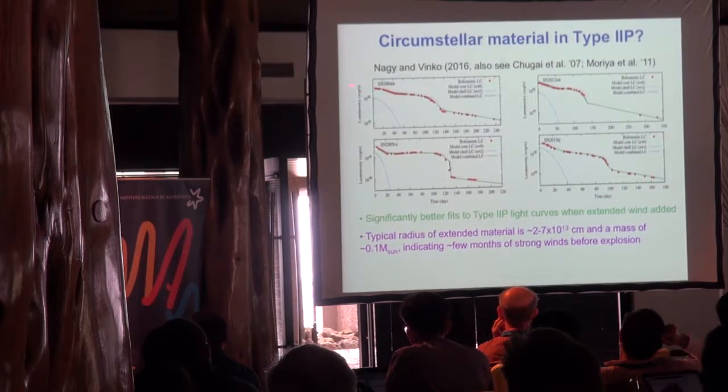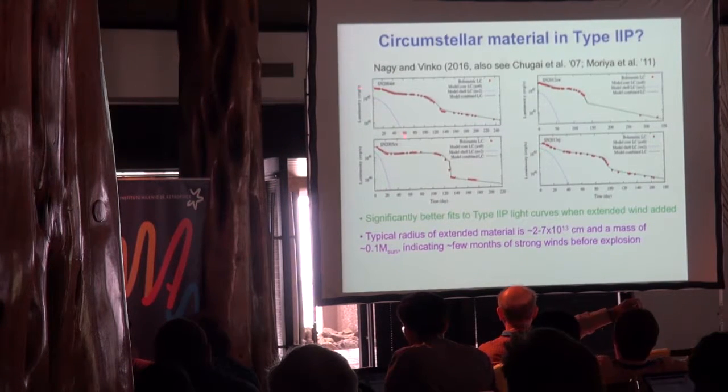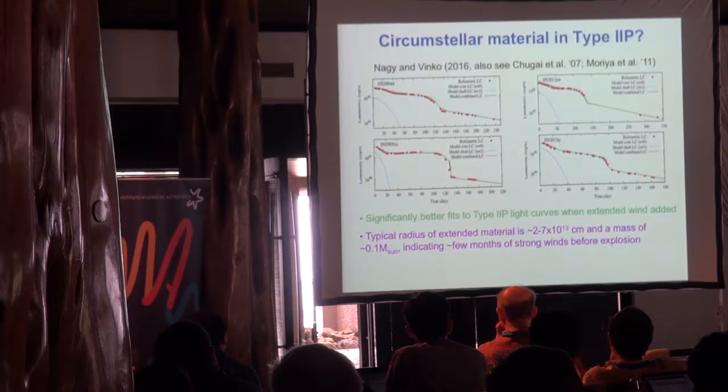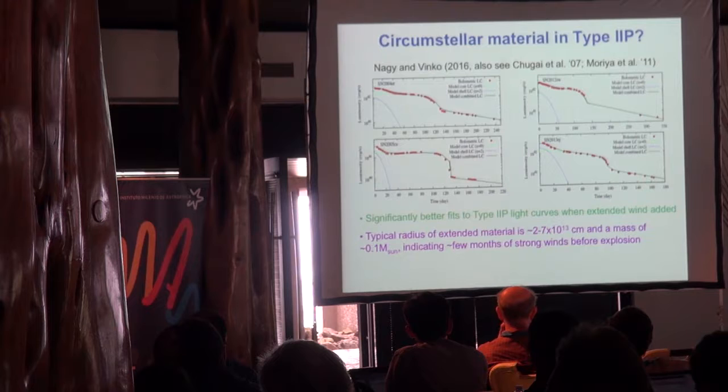The normal type II is a bit hard to see here, but it's kind of bright green right here. And these are using semi-analytic models that they developed. They added in some additional shock heating and shock cooling at early times, and they're finding much better fits to these light curves. If you think about what this implies, it seems to be extended material of a few thousand solar radii or so, and a mass of around a tenth of a solar mass of additional material out there.